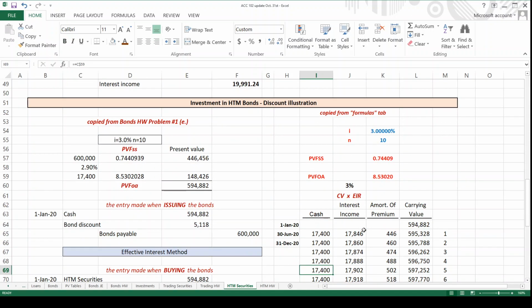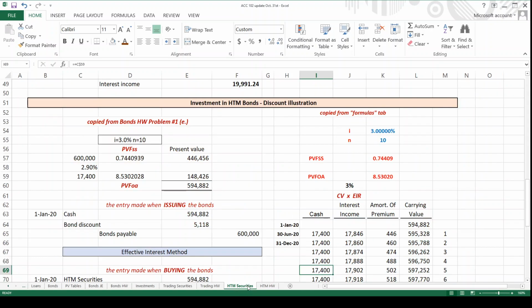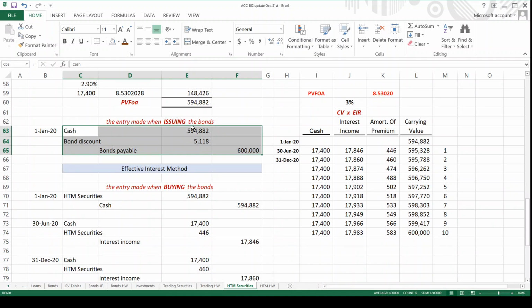Okay. So use the numbers, again, stolen from the bond homework tab. We had to make this calculation here, see, where the bonds are issued for $594,879. So I just copied those numbers over here. I'm saying, okay, let's suppose we bought all those bonds, $600,000 worth. All right. So this was the entry we made if you were issuing the bonds and you're owing the money, yeah. And you can see we have a bond discount of $5,118.